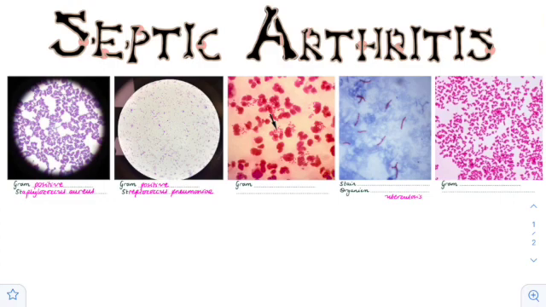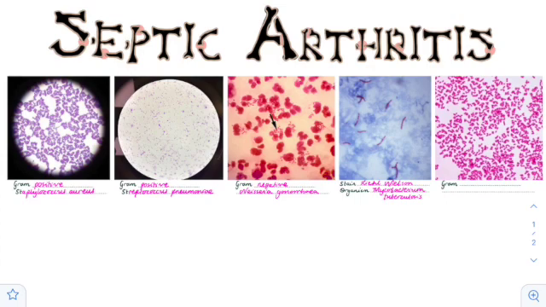The third stain shows us a picture of Neisseria gonorrhoeae. And you can see from the picture that since it is not purple, this is a gram-negative organism. The next stain is a Ziehl-Neelsen stain, which tells us that Mycobacterium tuberculosis can also cause septic arthritis.